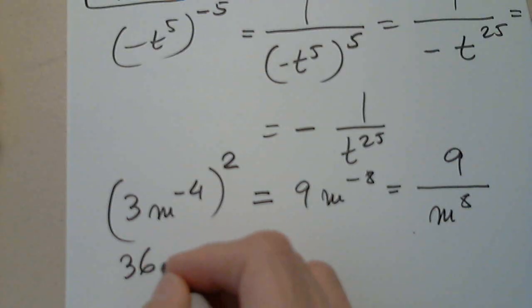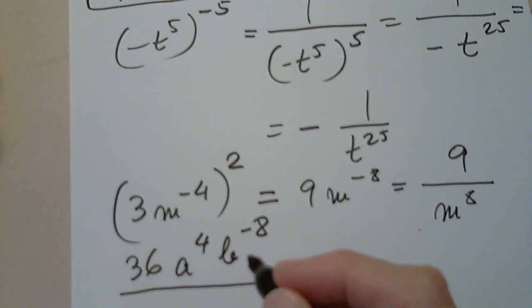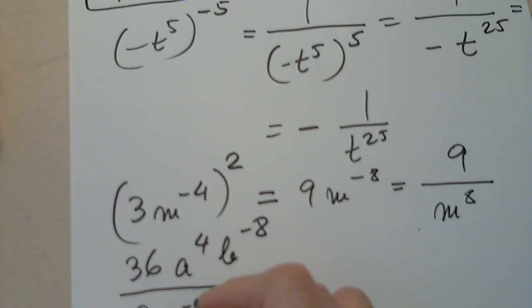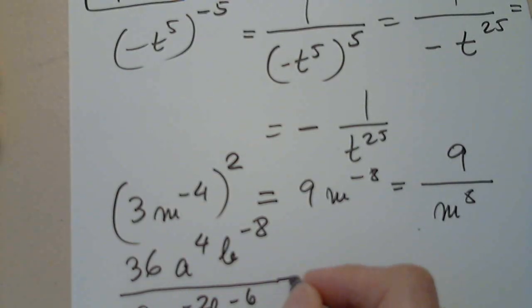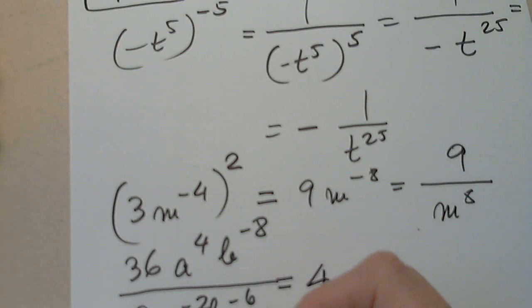Good. 36 a to the 4th b to -8, everything divided by 9 a to -2 b to -6. Don't move terms or factors, I should say, anywhere. No, not yet. First, address the numbers. 36 over 9. How much is that? 4? Perfect. Now we're looking at a.